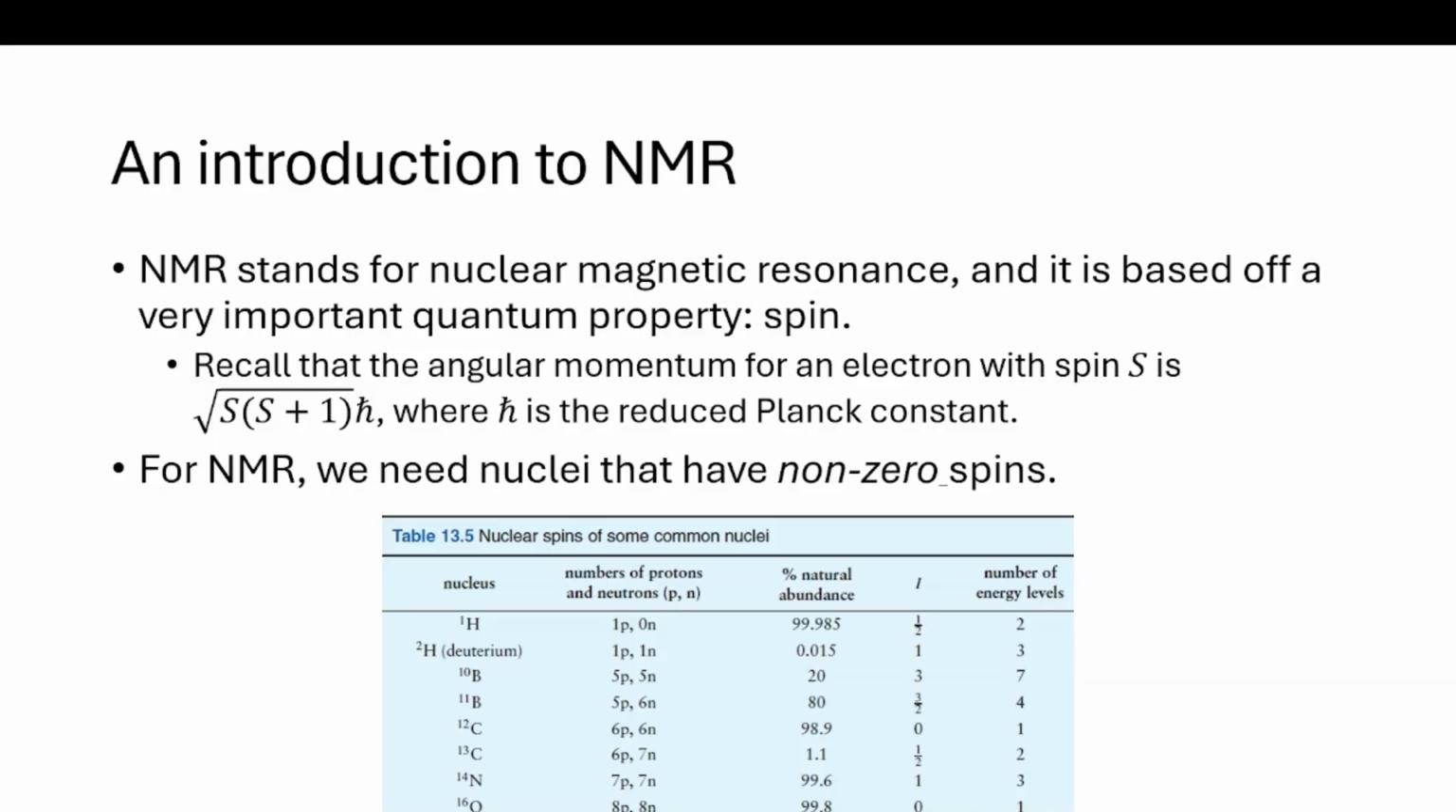Something like the hydrogen protium nucleus, which is pretty much just a proton, has a spin of 1/2. However, something like carbon-12 doesn't have any spin at all. Therefore, we can't detect anything with carbon-12 using NMR. Carbon-13, though, does have a non-zero spin, meaning that it's viable for NMR.